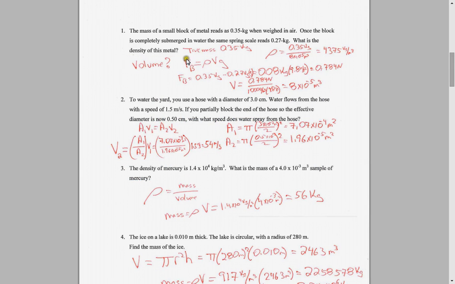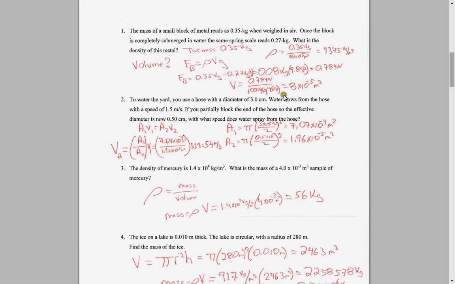If we do it based on the definition of buoyant force equals density of the fluid times the volume of the object times g, we figure out that the volume of this object is going to be 0.784 newtons divided by the density of water, 1,000 kilograms per meter cubed, times 9.8 meters per second squared. That gives us a volume of 8 times 10 to the negative fifth cubic meters.